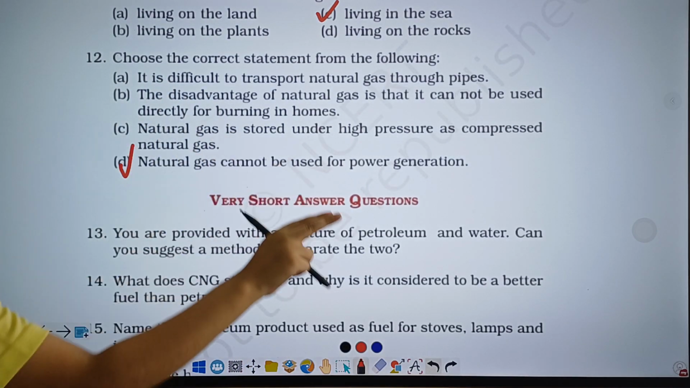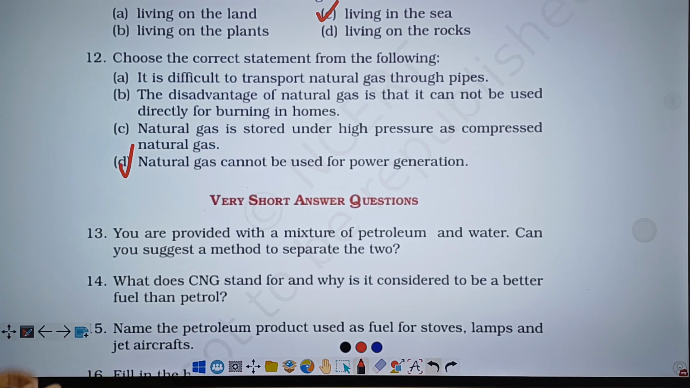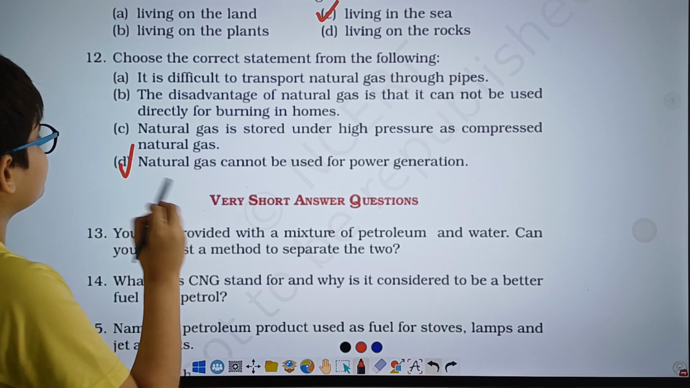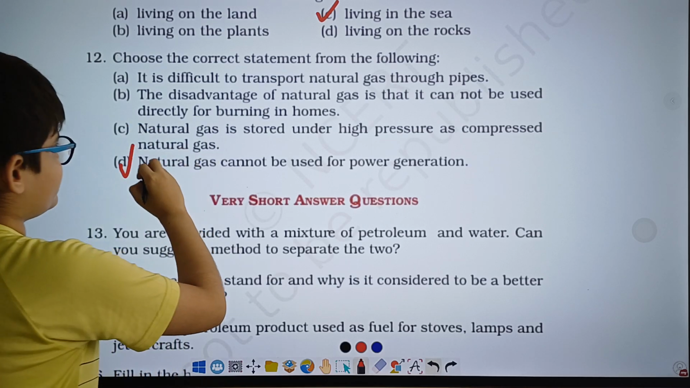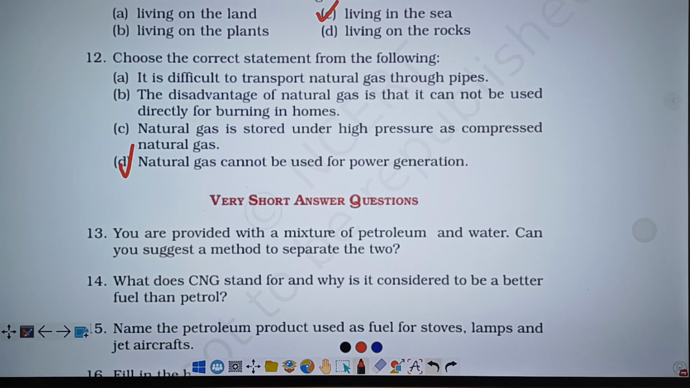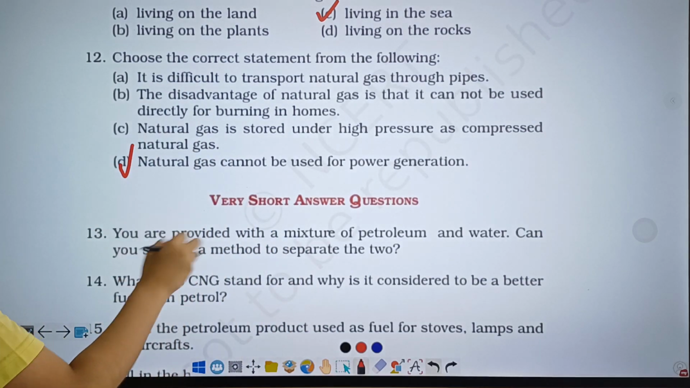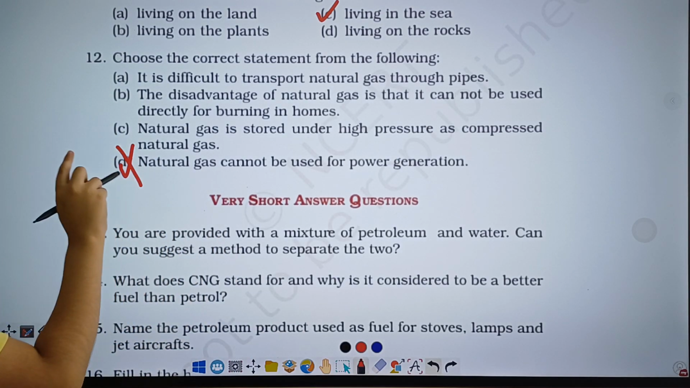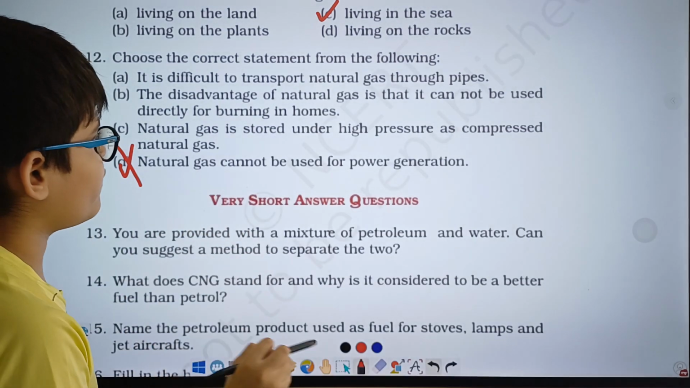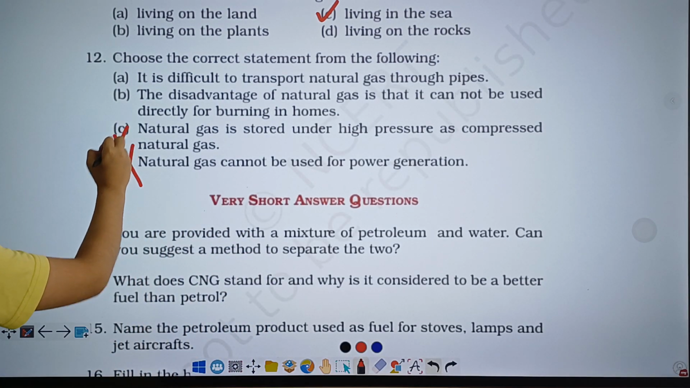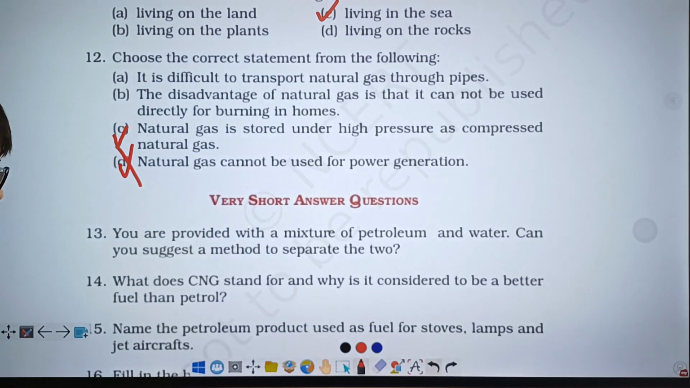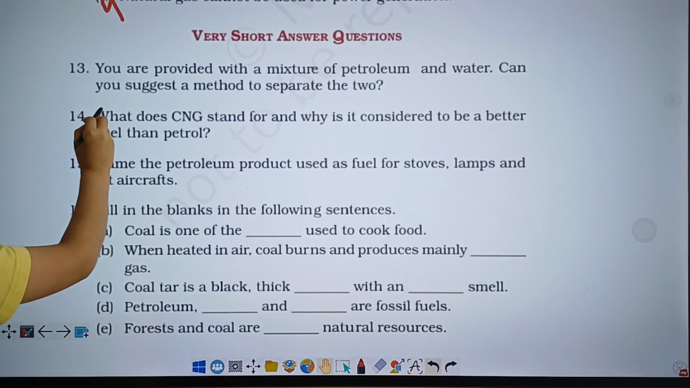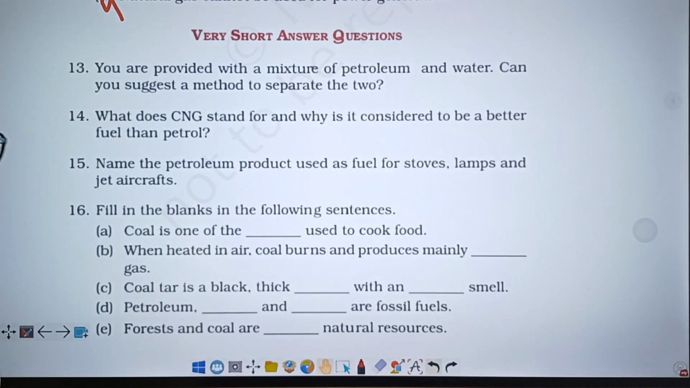And the reason why option C is not a correct answer is because of this. Natural gas is stored under high pressure as compressed natural gas. The reason why this is the incorrect answer is because, actually no. Choose the correct statement from the following. Yes, natural gas is stored under high pressure as compressed natural gas. Yes. Natural gas can be used for power generation.